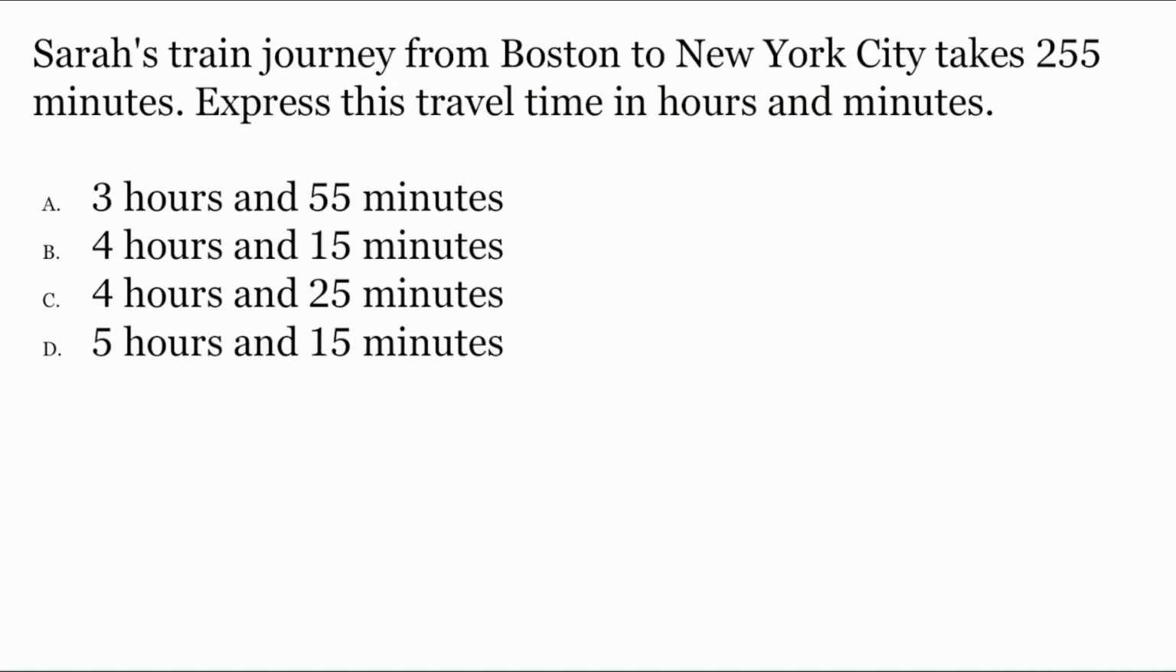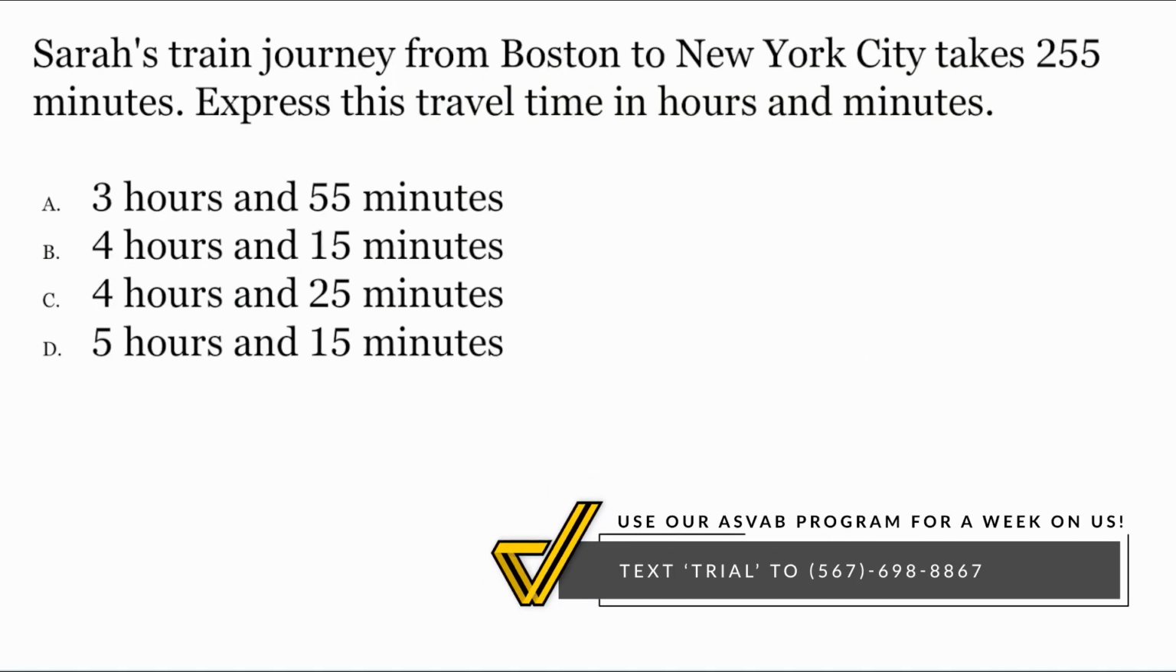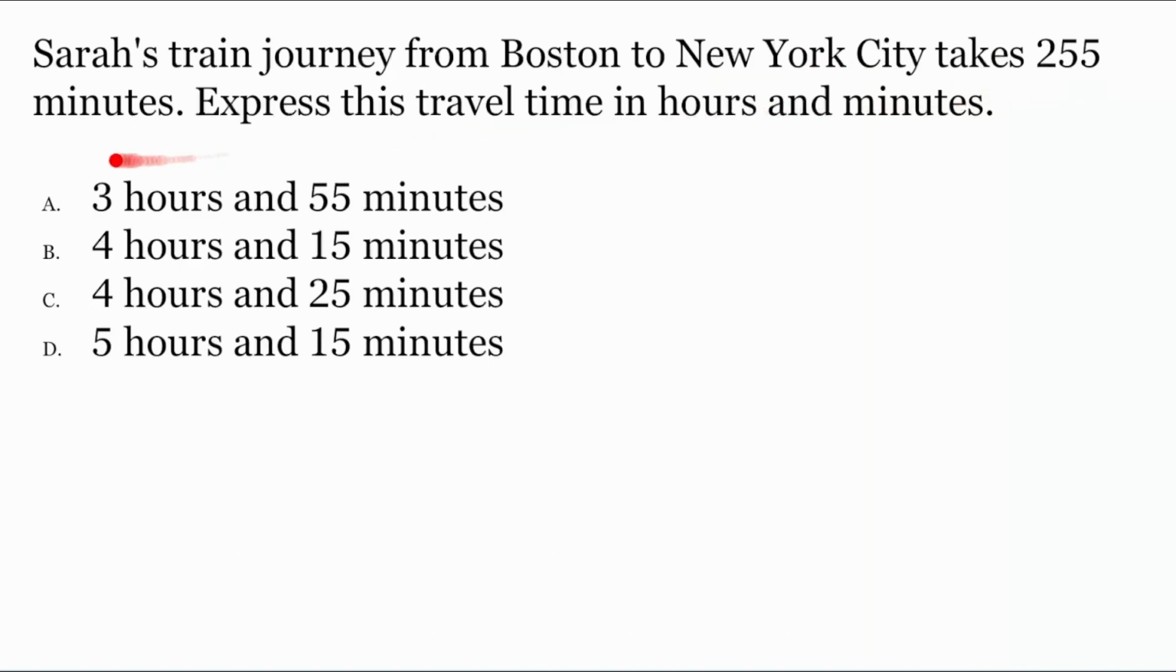All right, so let's take a look at this next example here. Here in this problem, the goal, when we read the question sentence, is to express this travel time in hours and minutes. And if we read the first sentence, given how short the problem really is, it says, Sarah's train journey from Boston to New York City takes 255 minutes. So if we understand this properly, we are starting with 255 minutes, and we need to turn this into hours and minutes.